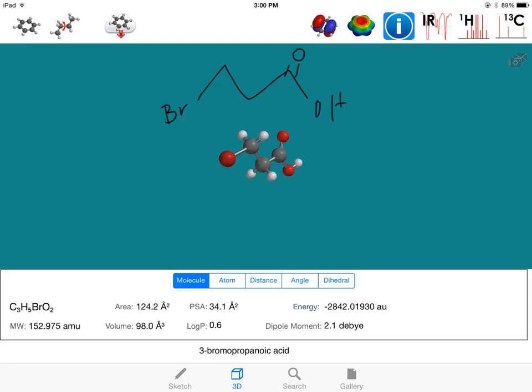Here is what our molecule would look like in 3D. Hopefully this video has helped you learn how to assess the MS, IR, proton NMR, and carbon NMR to deduce the molecular formula and structure for a given molecule.